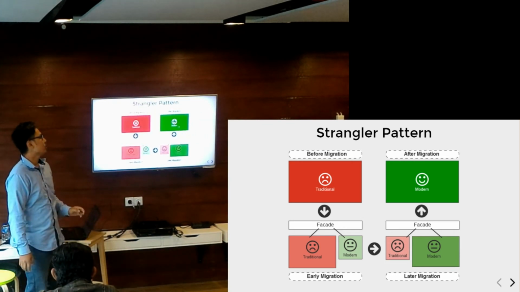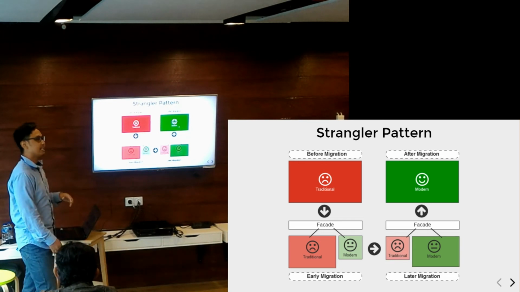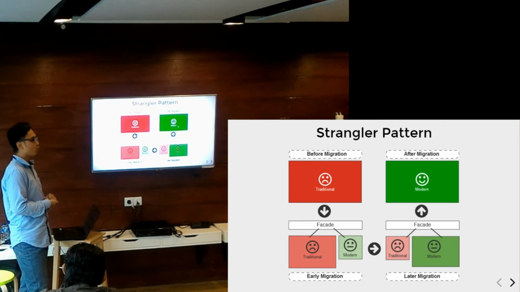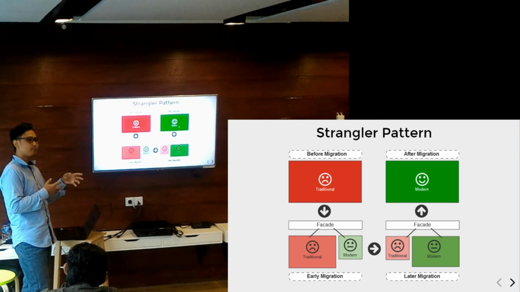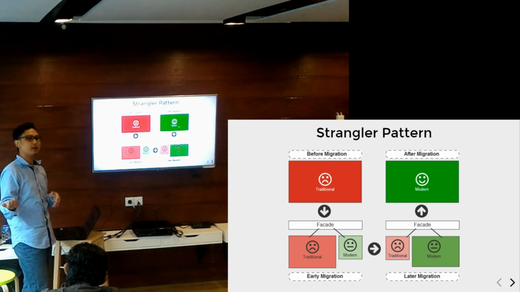This is also known with this name, Strangler Pattern, right? So Strangler is the name of the giant tree in Queensland, by the way. So the way it produces another tree is it splits its root into another tree, and the other tree will grow.